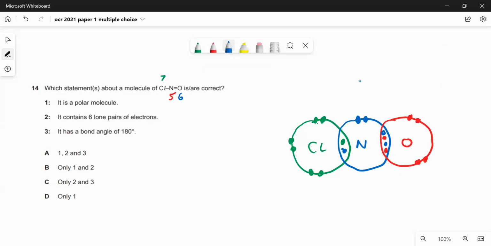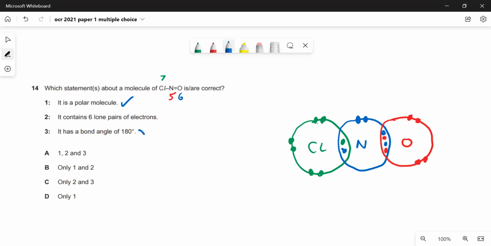Okay, so let's think about that. Is it a polar molecule? First of all, yes, it is, because all those elements have different electronegativities to each other, and it is not going to be symmetrical.